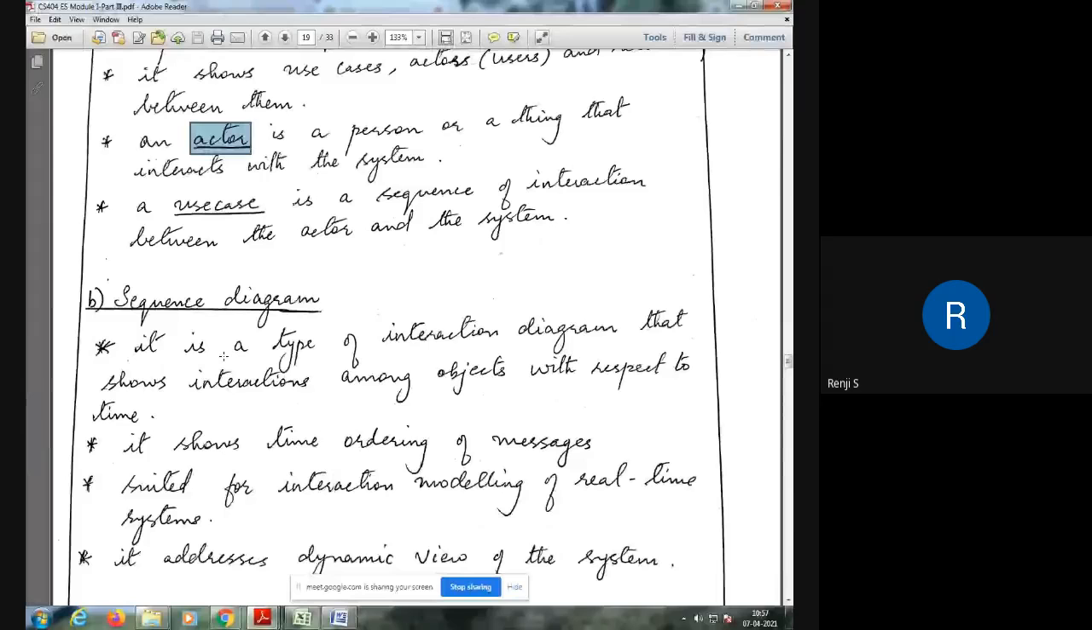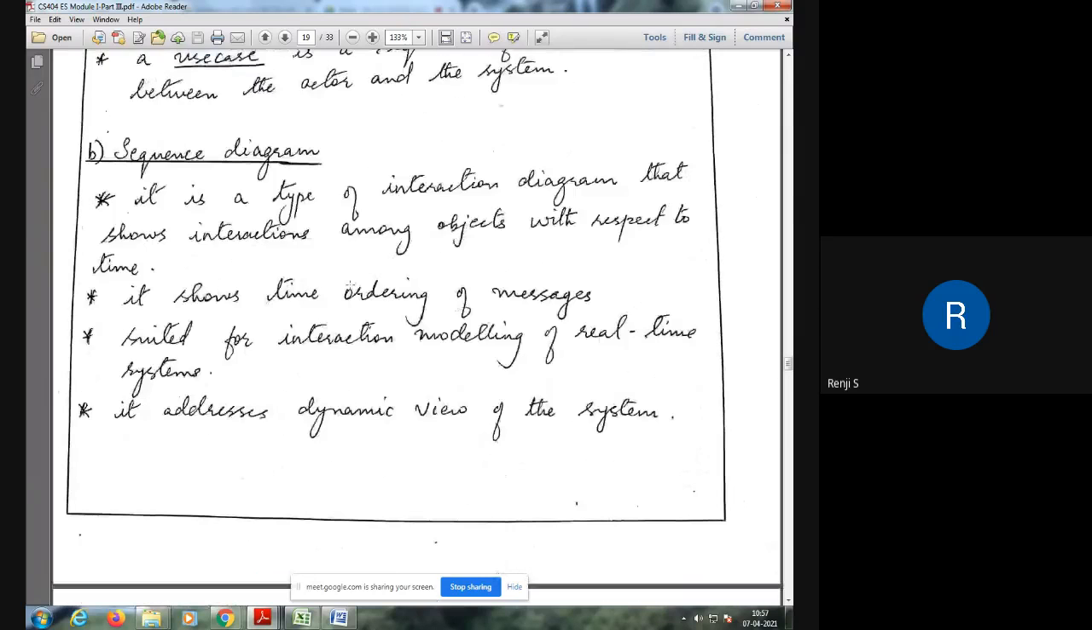It is a sequence of interaction between the actor and the system. Once a user gives in an input, the system performs a sequence of actions, and finally a result is returned to the actor. And this sequence of interactions is called a use case. So use case takes in an input from the actor, and it gives a result of value to the user.